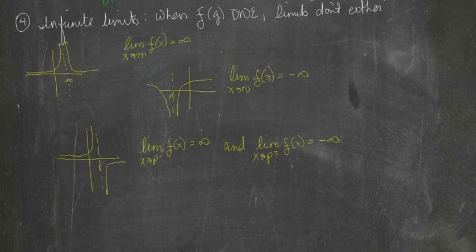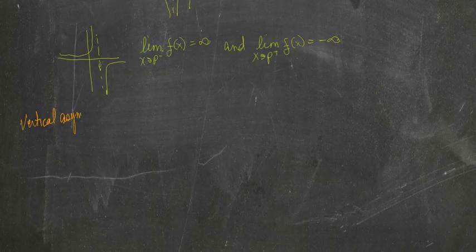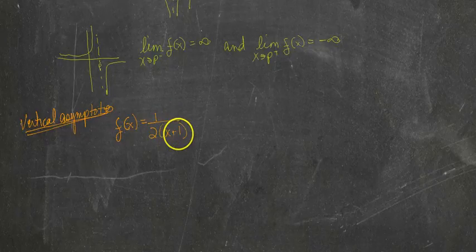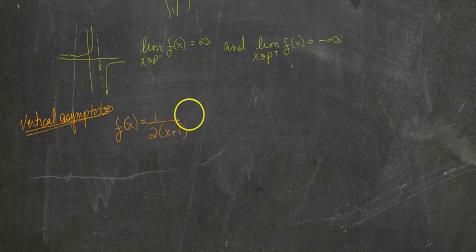So let's do a quick review of finding vertical asymptotes. So f of x equals 1 over 2 times x plus 1. In this case, we know that the denominator can't ever be 0, and since we have a variable, that means we probably have a value that would force the denominator to be 0, and we have to eliminate that value from our function, from our domain.